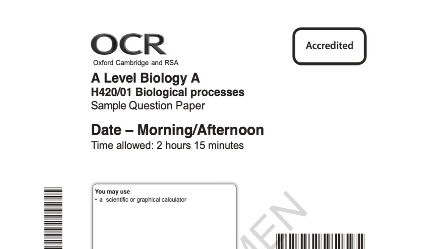Okay, welcome to a run through of the OCR A-Level Biology Biological Processes paper. This is a sample paper that was produced for the cohort who are being examined with the new exam in June 2017, which has a new style and includes content from AS and A2 and is examined very synoptically. So we start with some multiple choice questions.